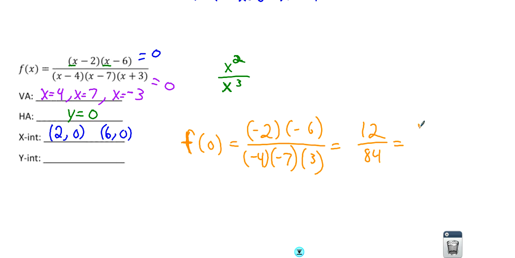1 over 7. There is an easier way of doing that from the get-go. If you wanted to, you could have actually divided this one by 2 and this one by 2, like that, and divided this one by 3 and this one by 3. And then you could have divided this one by 2 and that one by 2, which would have given you 1 over 7. And that's your answer. (0, 1 over 7).